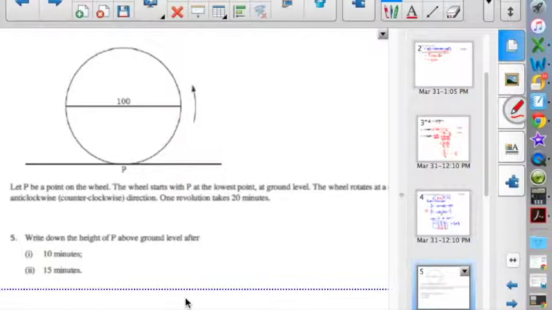If they say find, they're expecting some work. Those are command terms. Or show that, then they're expecting even more work. I would show every little step if they say show that.